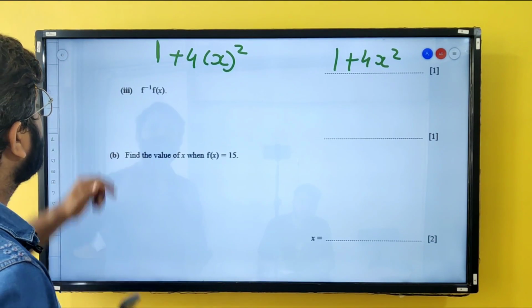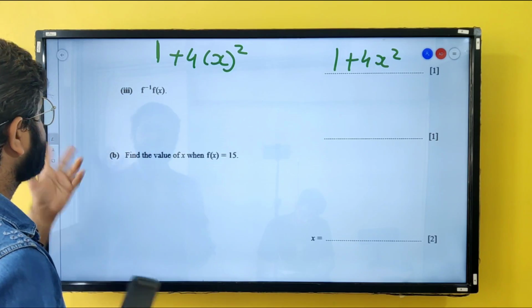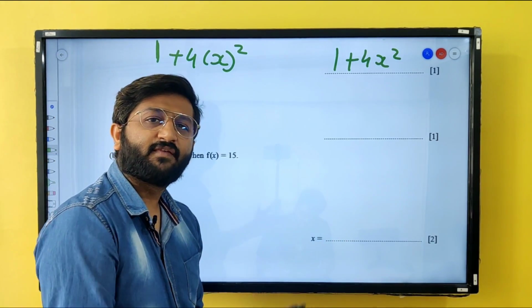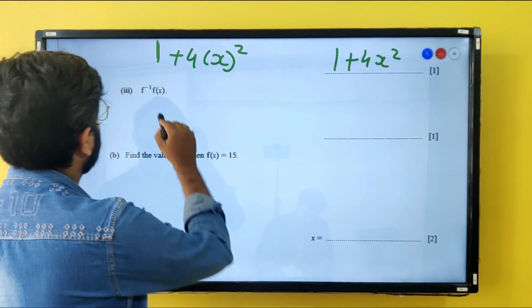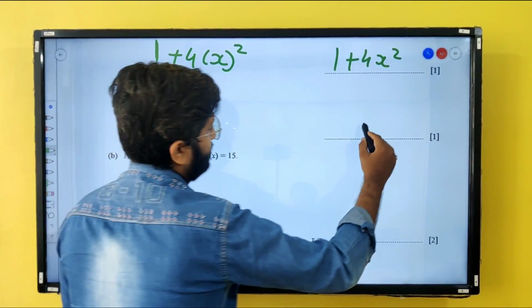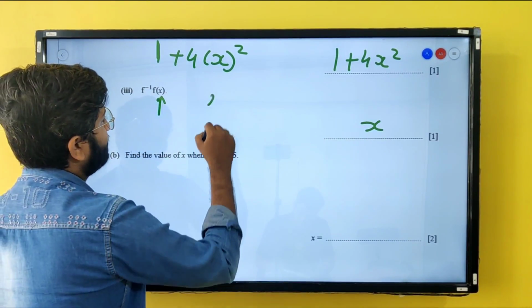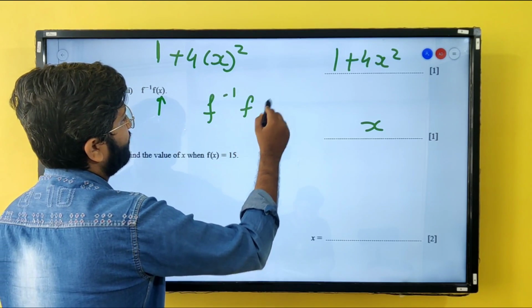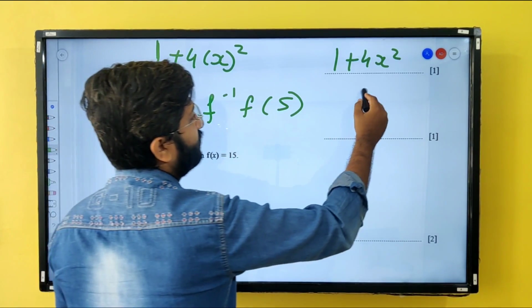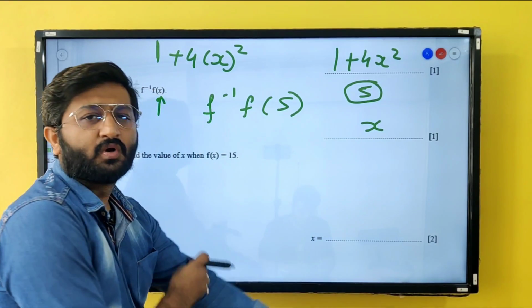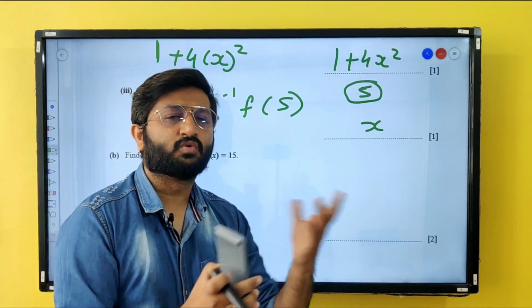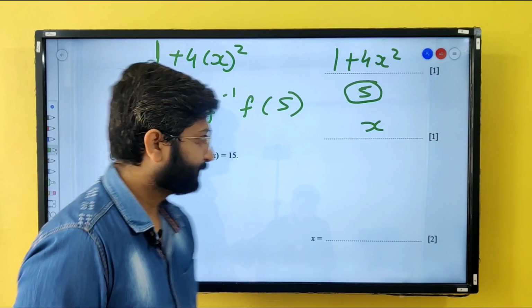Next, find f of f inverse of x. We know f inverse of f of x is the same number, right? The same number in the bracket. So x. Had they asked something like this, f inverse of f of 5, the answer would be 5. Now we don't need to do f inverse. It's only a 1 mark question.